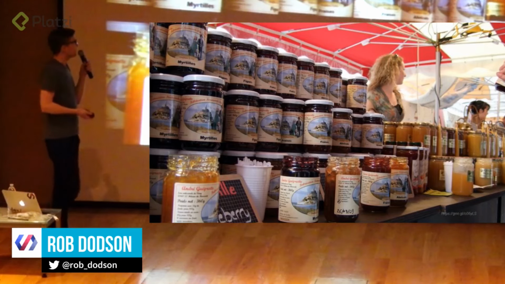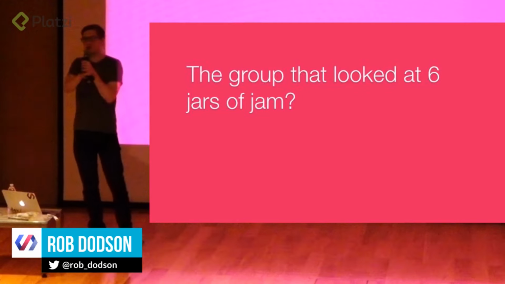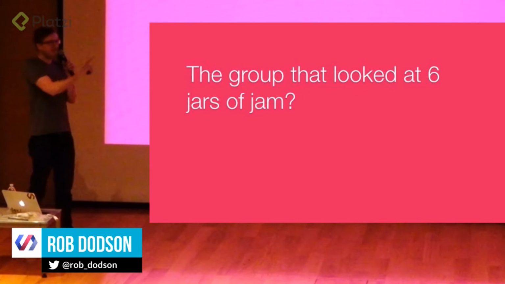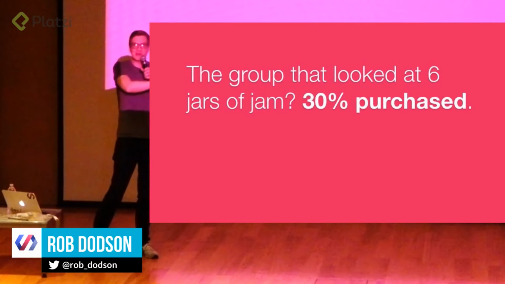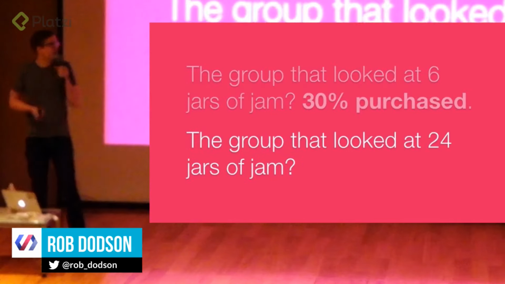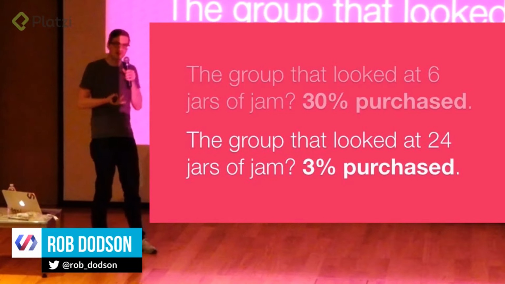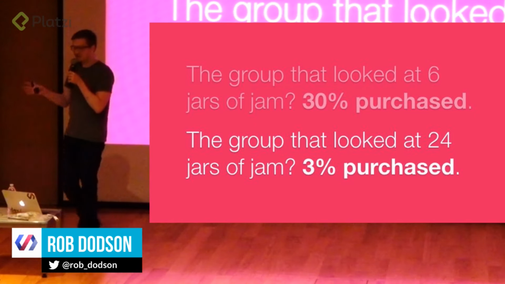And what they found afterwards was they looked at the two different groups, and they were like, of these two different groups, who bought more jars of jam? So the group of people that only looked at 6 jars of jam, about 30% of them ended up buying a jar of jam. The group of people that looked at 24 jars of jam, only like 3% of them ended up buying a jar of jam. So it's like a 10x difference there.